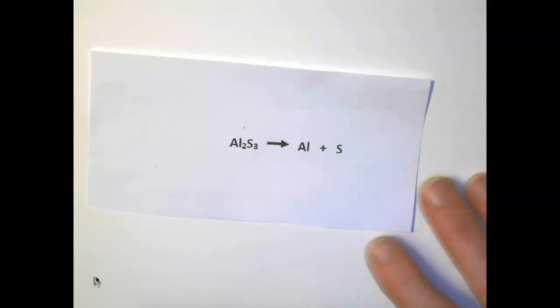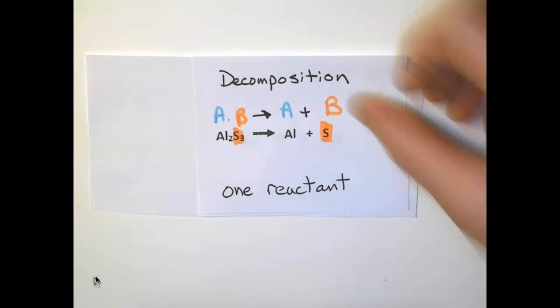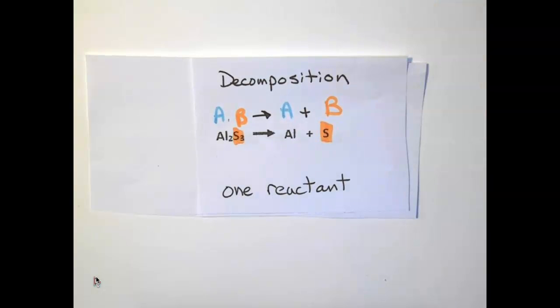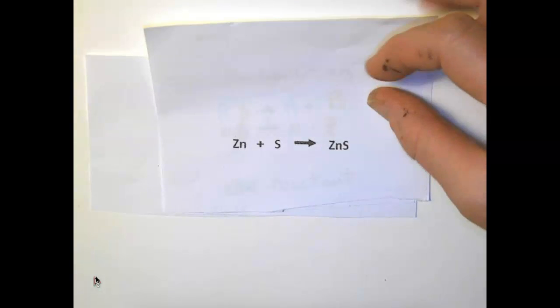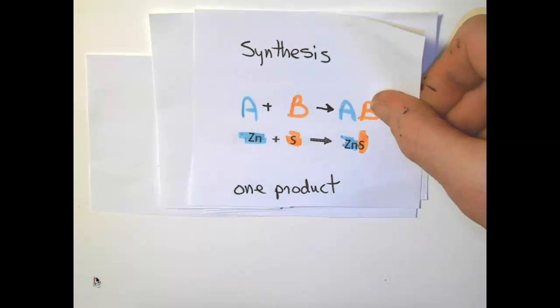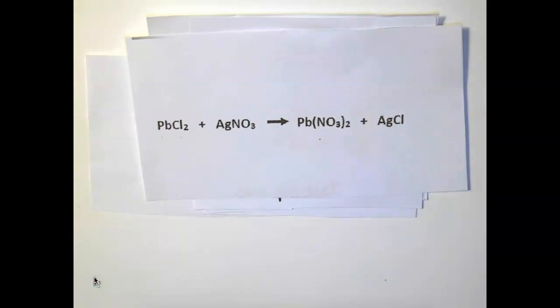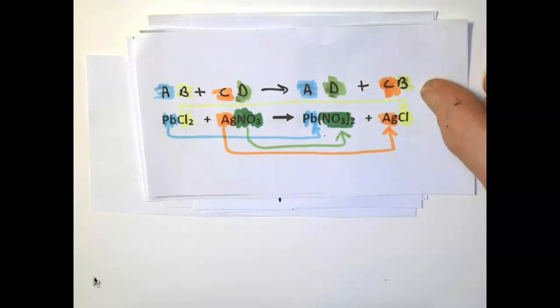Try to determine what type of reaction this is. And here we go. It is a decomposition. There is one reactant. Here's another one. This one is synthesis. There is one product. Let's try another one. This one is double replacement.